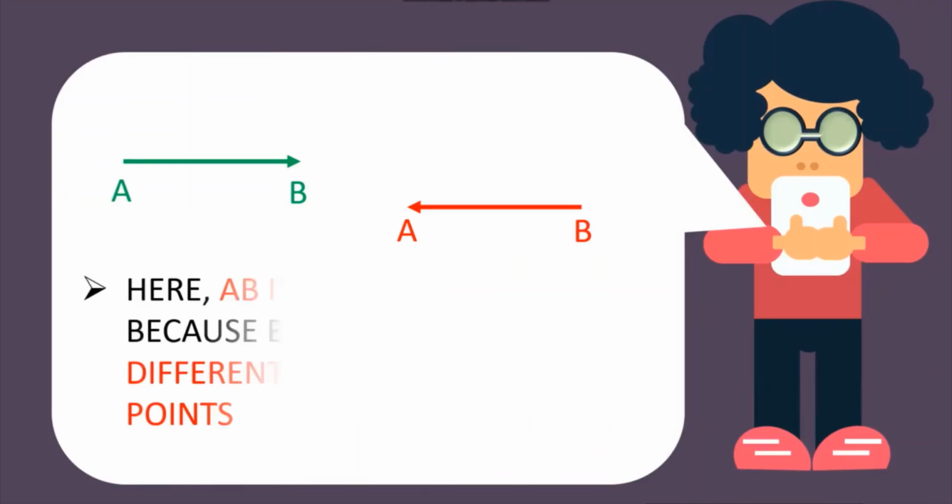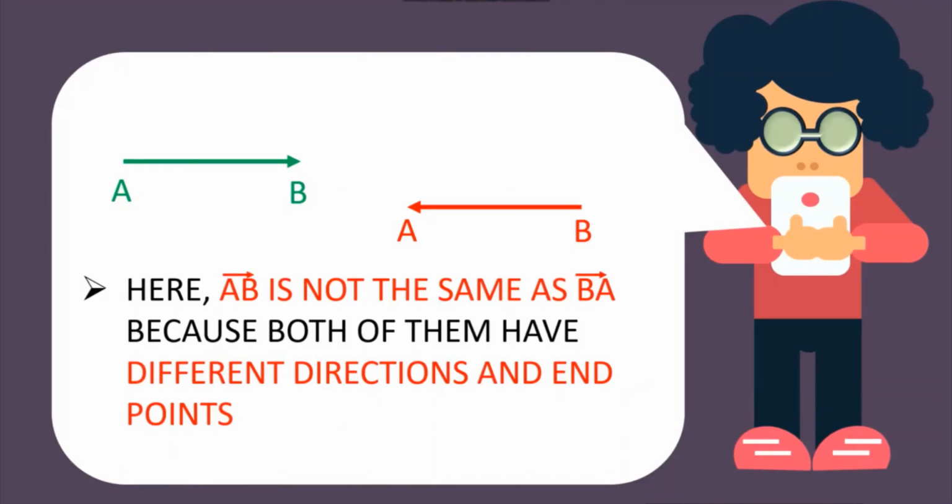Now see here, there are 2 rays drawn. In the first one, we have the tail point as A. So we denote it as AB and a bar drawn with the arrow towards B. And in the next one, the tail point is B. So we write it as BA and the arrow extending towards A. So this is because both of them have different directions and endpoints.